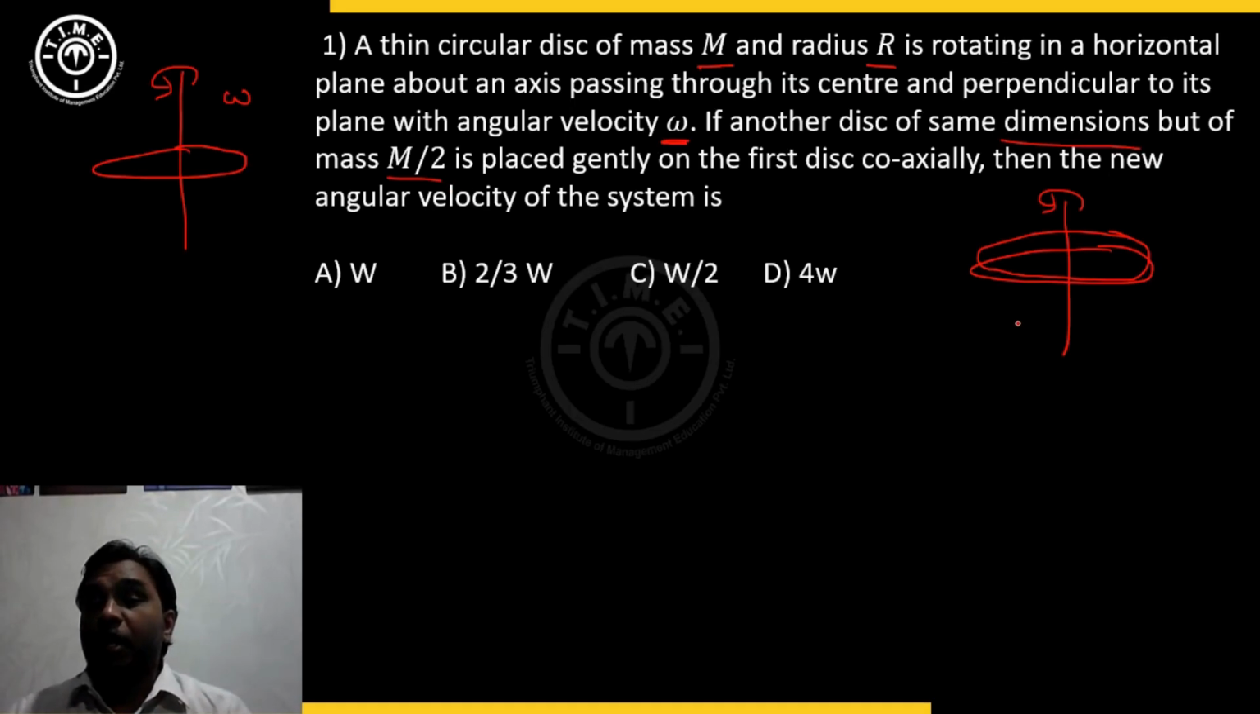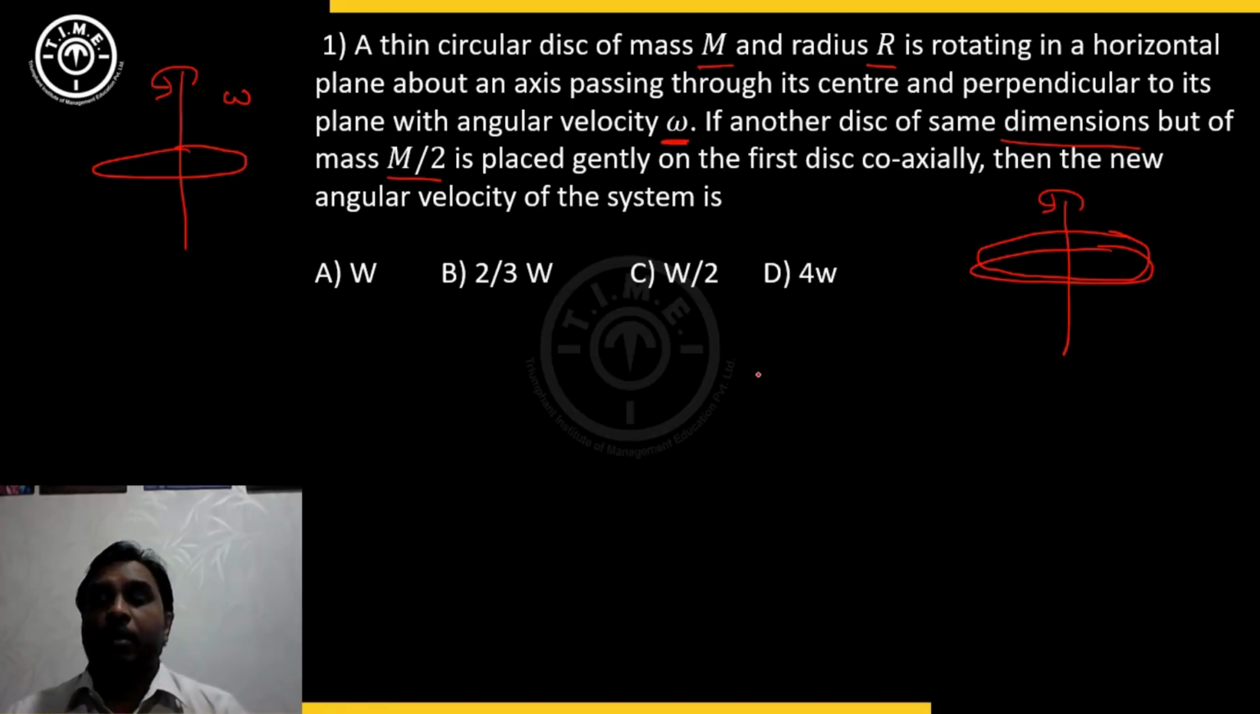Is there any external torque in this? No external torque, so you can conserve the angular momentum. Your moment of inertia will be more in the second case because another disk is placed. So definitely the angular velocity will be less than the previous one.